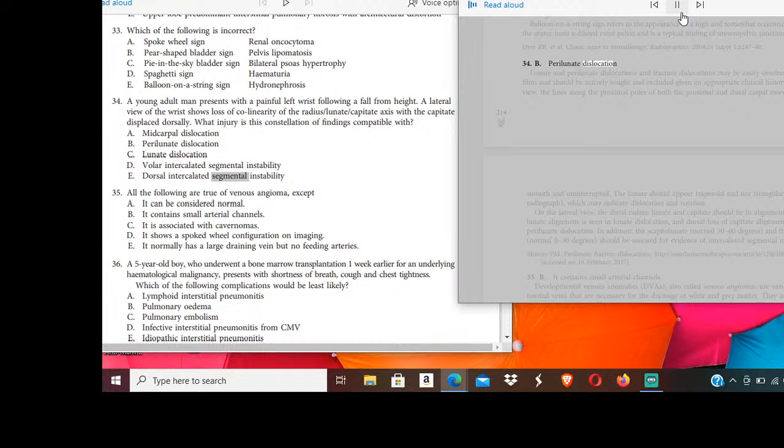34. B. Paralunate dislocation. Lunate and paralunate dislocations and fracture dislocations may be easily overlooked on plain films, and should be actively sought and excluded given an appropriate clinical history. On the AP view, the lines along the proximal poles of both the proximal and distal carpal rows should be smooth and uninterrupted.